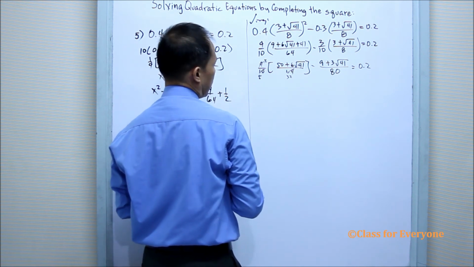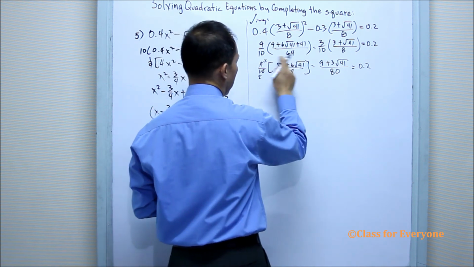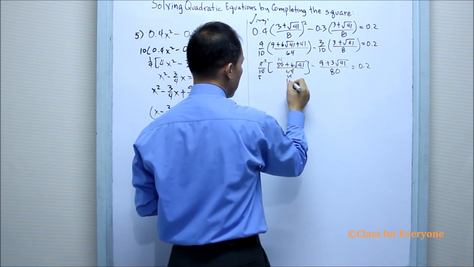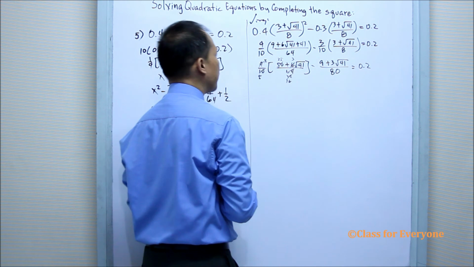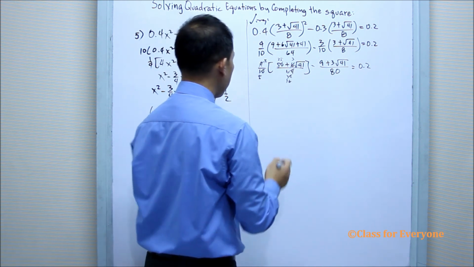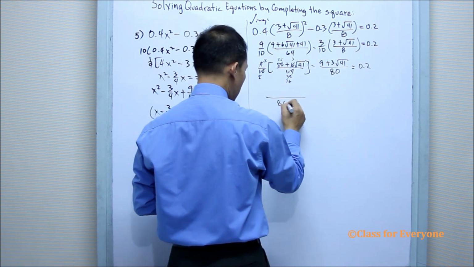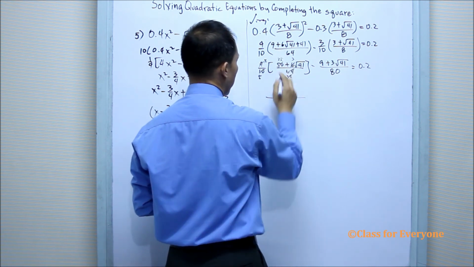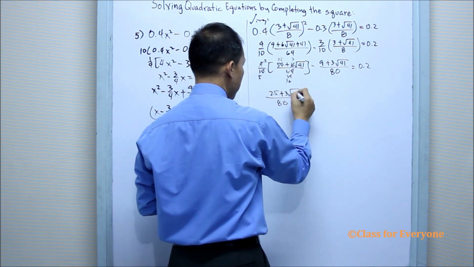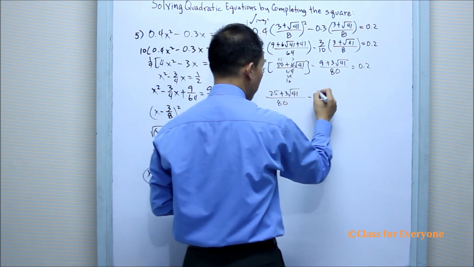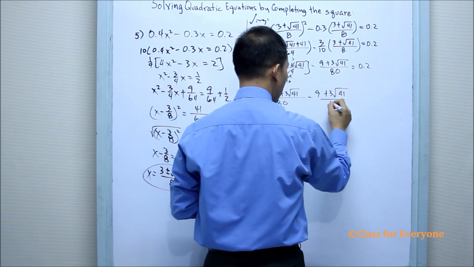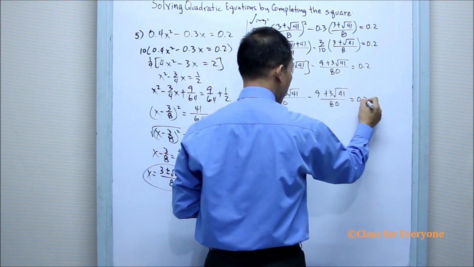32 and this have a common factor also. This will be 25, this will be 16, this will be 3. Now, 16 times 5 is 80. So we have the numerator as 25 plus 3 times square root of 41 minus 9 plus 3 times square root of 41, all over 80, equals 0.2.